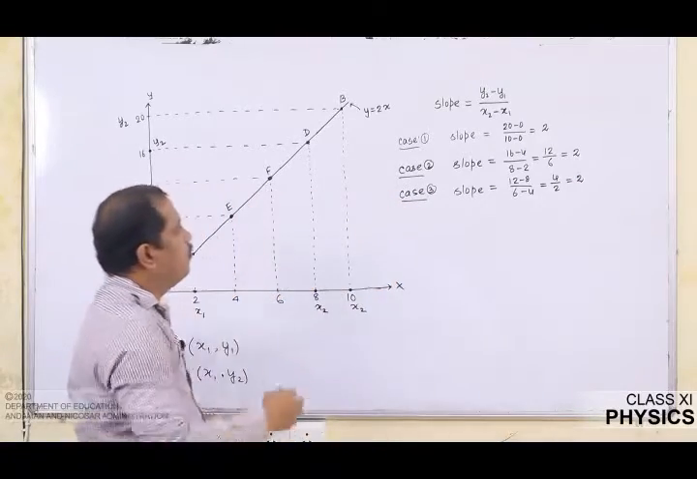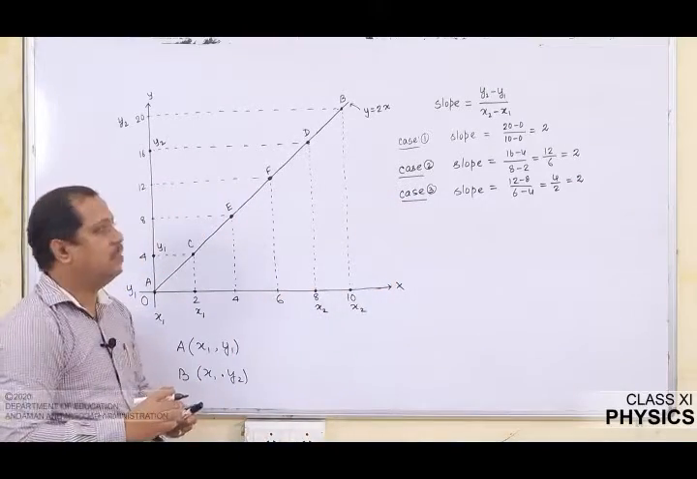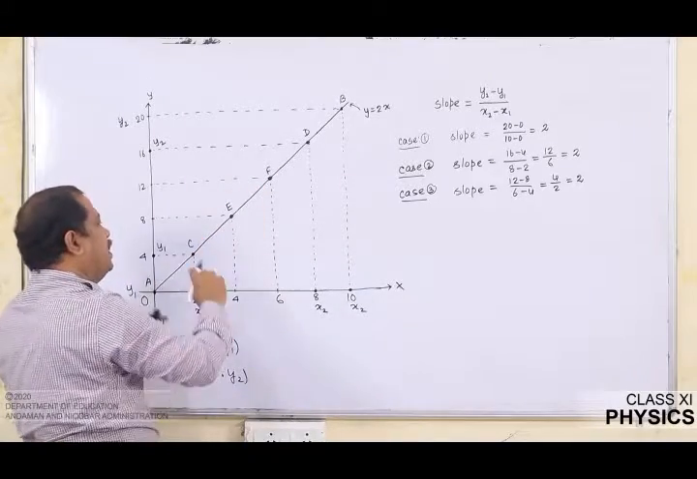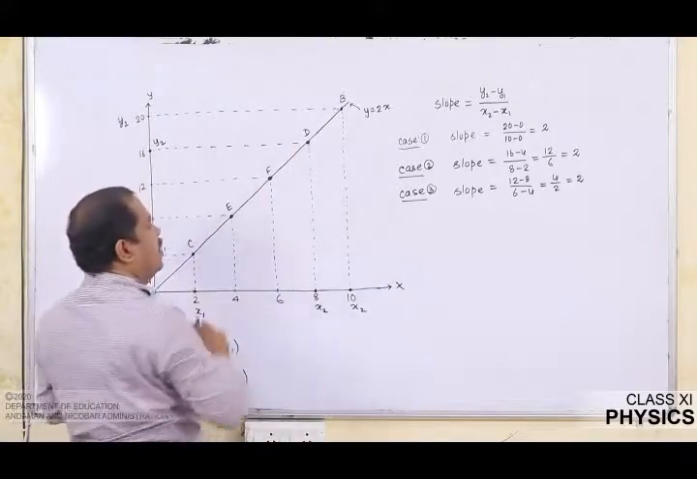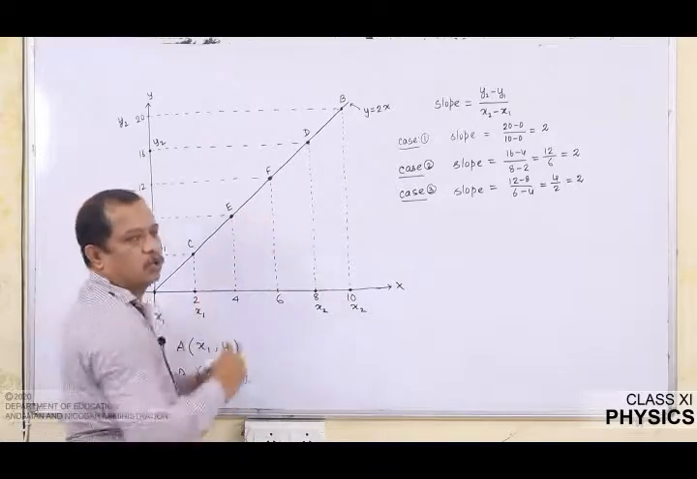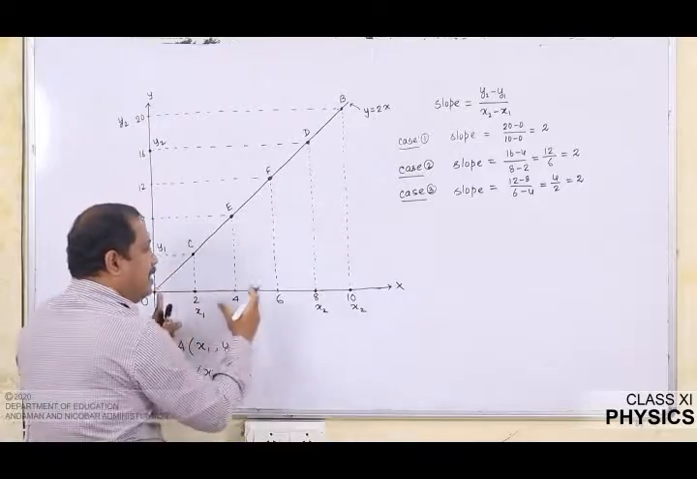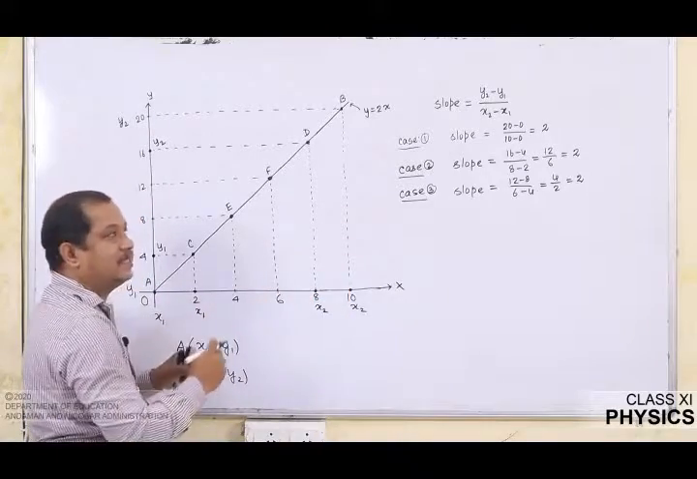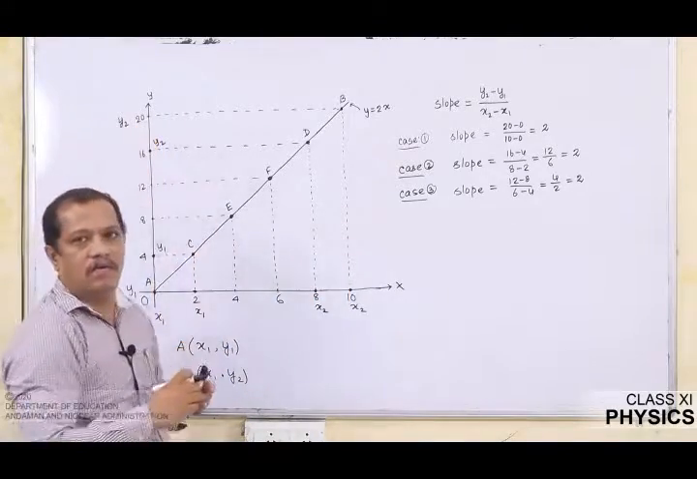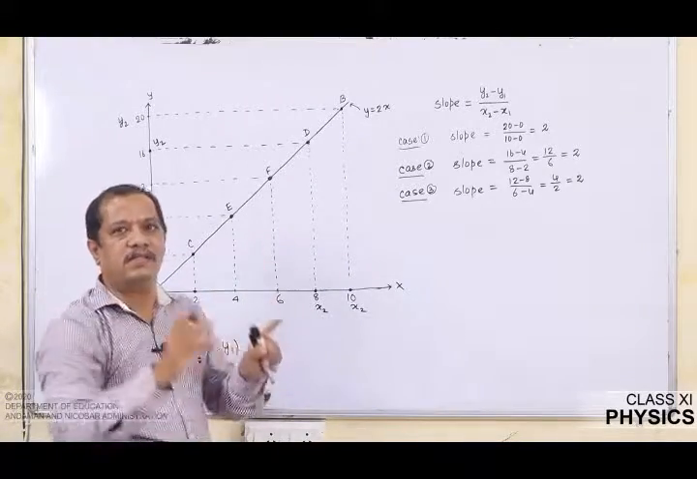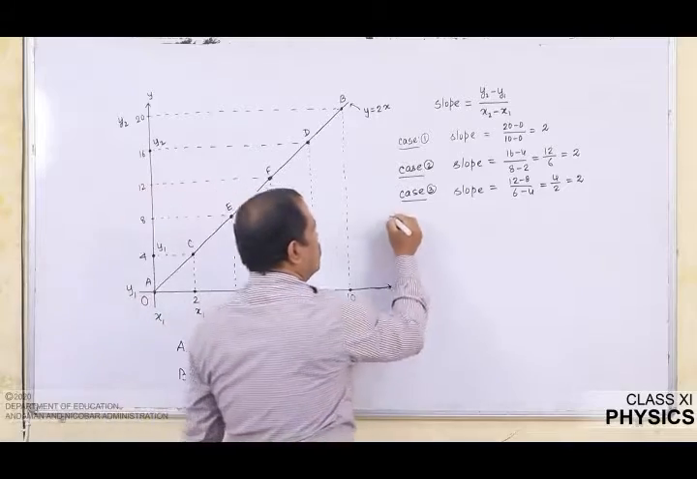So, by working out these cases, one thing I can make out, or the concept is that when I have a straight line graph, if I try to find the slope of the straight line, irrespective of the interval you take on the x axis and corresponding value on y axis, you are going to get the slope always same. So, this is the concept.